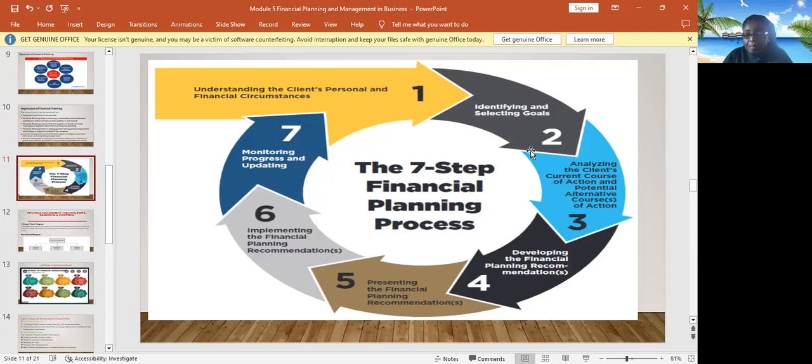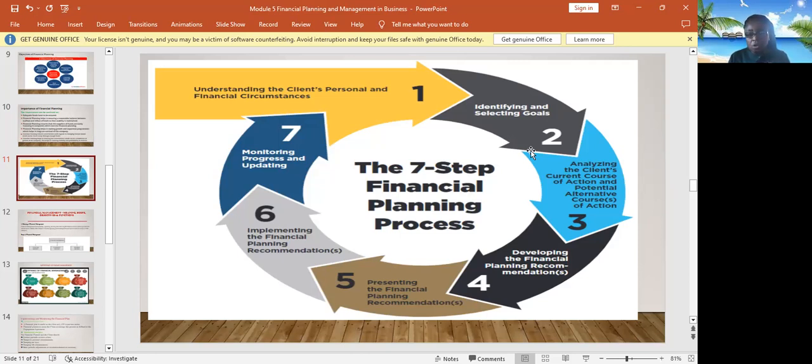Seven steps in financial planning. You must understand your client. That's number one. You must understand your client's personal and financial circumstances.